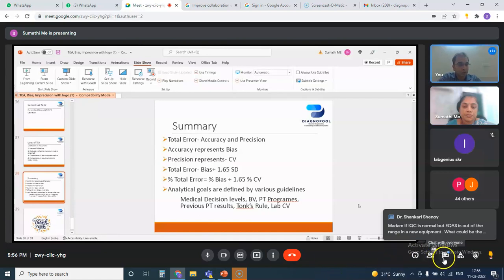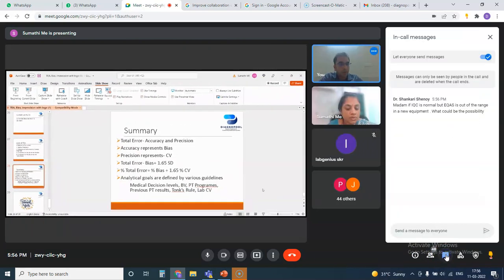I think there's one question here. Shankari Madam has put that, Madam, if IQC is normal but EQAS is out of range in a new equipment, what could be the possibility?